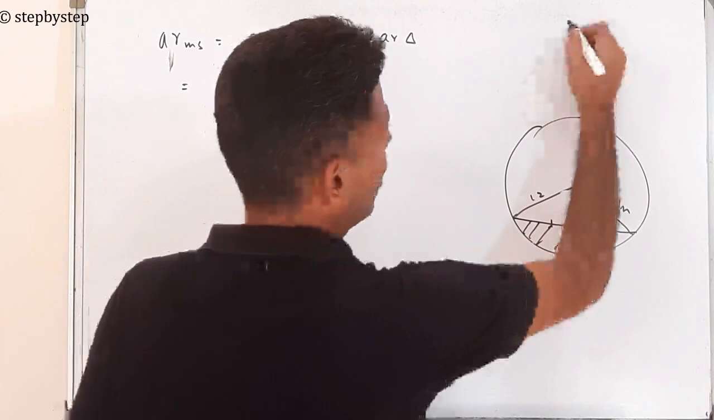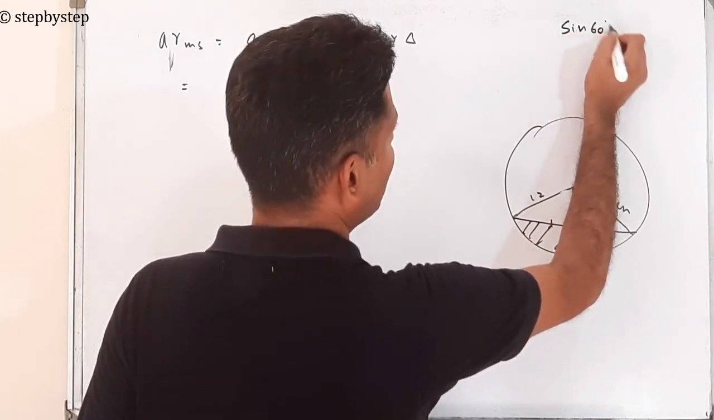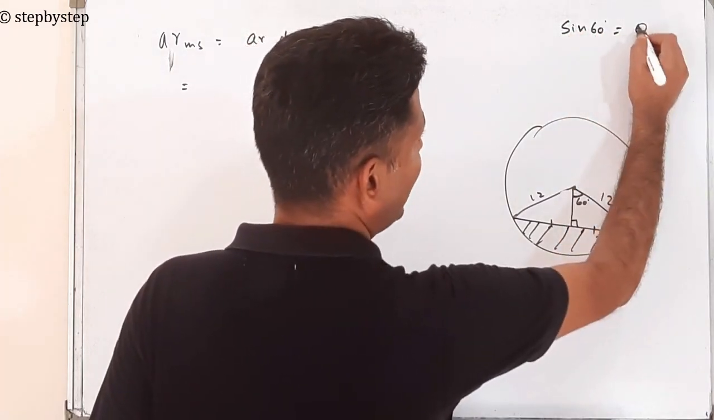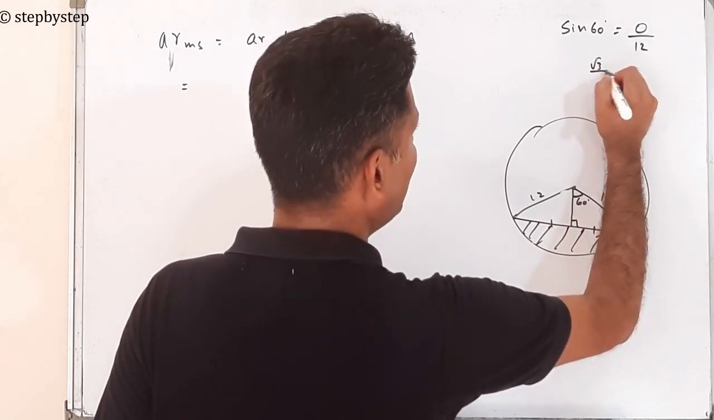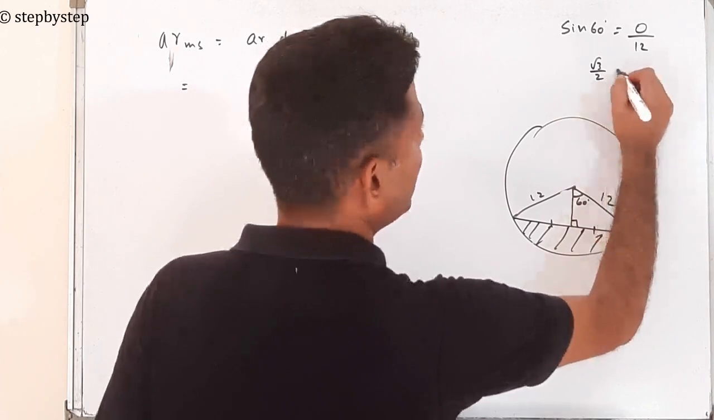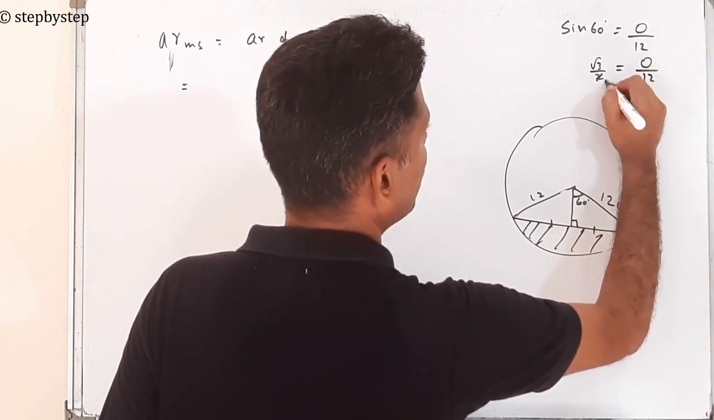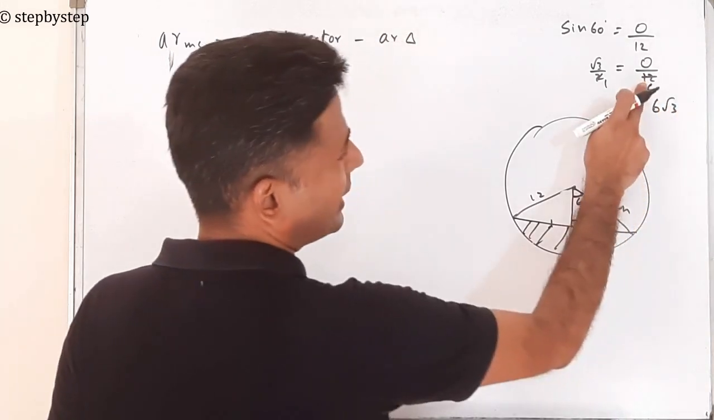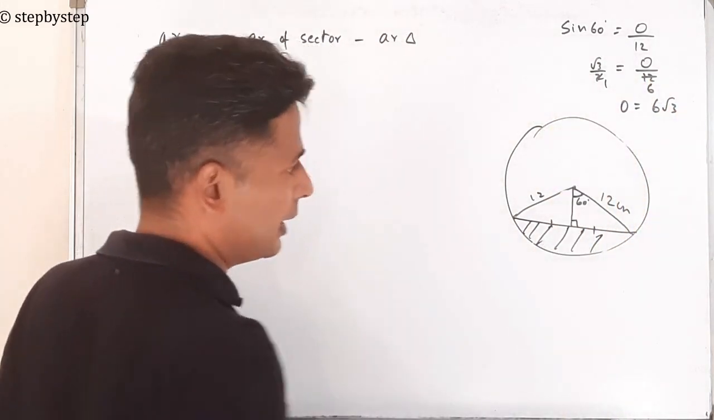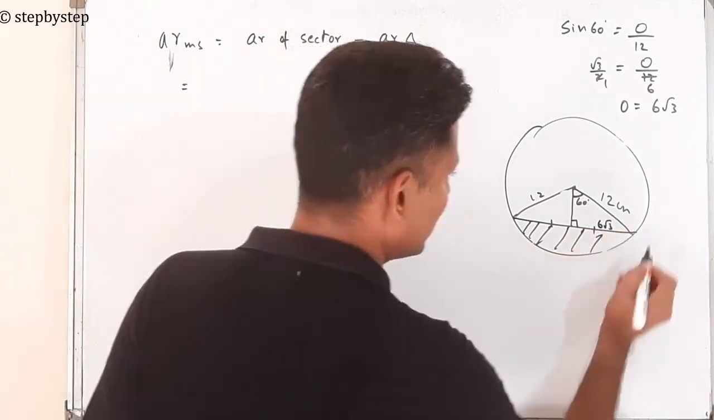Now to find this opposite side, we use sine 60 equal to opposite by hypotenuse, that is 12. Sine 60 is root 3 by 2, correct? Equal to opposite by 12. 2 ones are 6. So we get opposite side as 6 root 3. Basically, instead of taking it here, I simplified here itself. So this we get as 6 root 3.